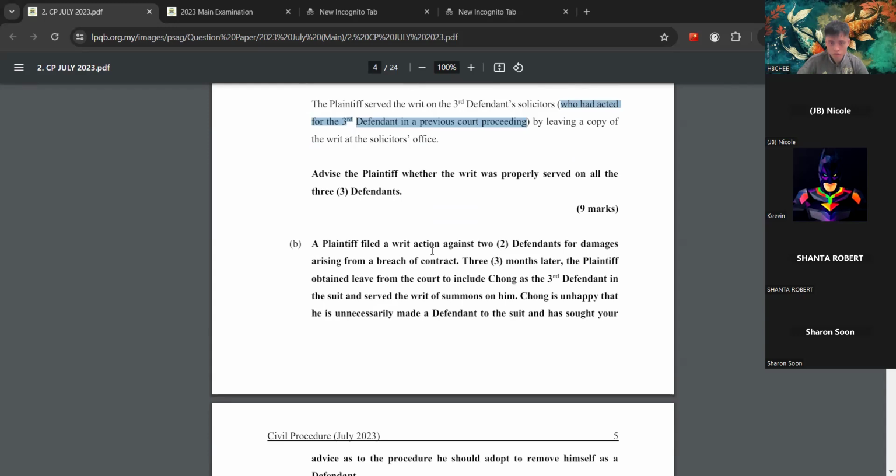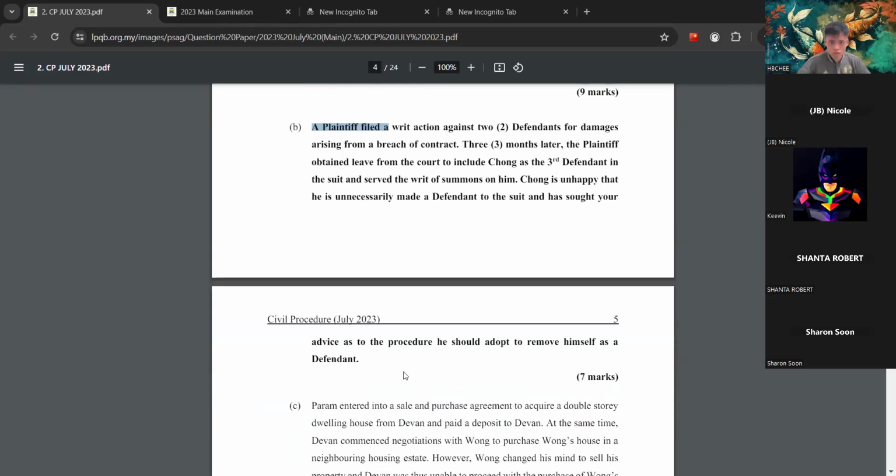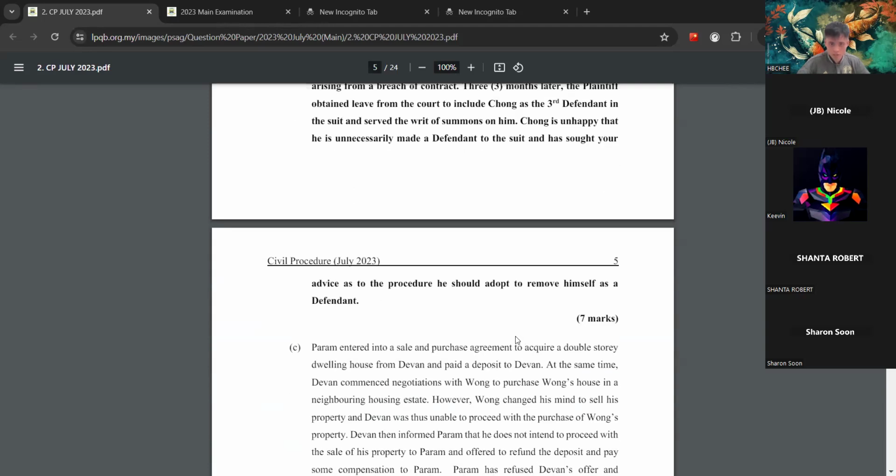Okay, we continue on part B. The plaintiff served the writ action against two defendants arising from a breach of contract. After 3 months, the plaintiff obtained leave from the court to include Chong as the third defendant in the suit and served the writ of summons. Chong is unhappy that he is unnecessarily made a defendant to the suit and has sought your advice as to the procedure he should adopt to remove himself as a defendant. So, can I have your answer in the group chat?